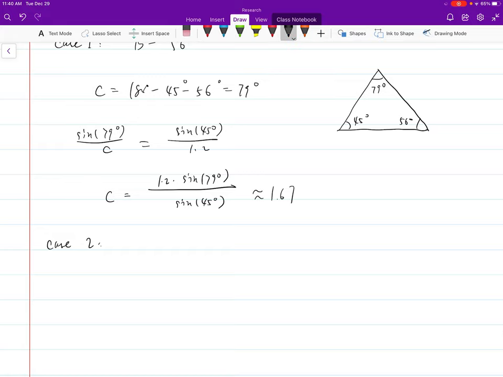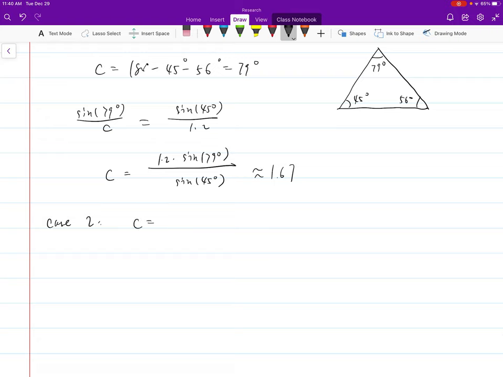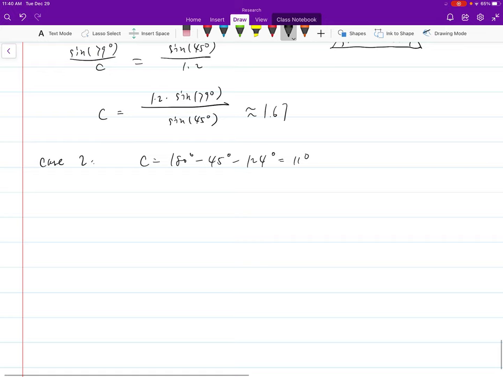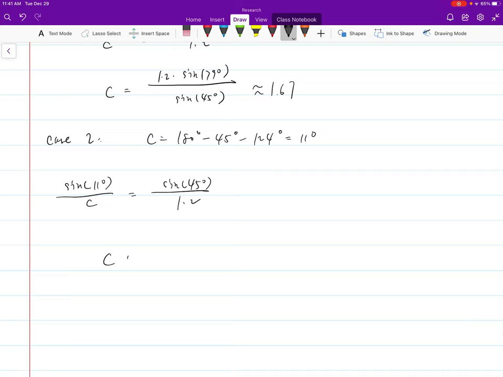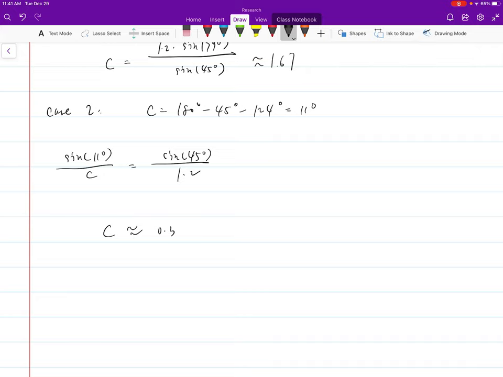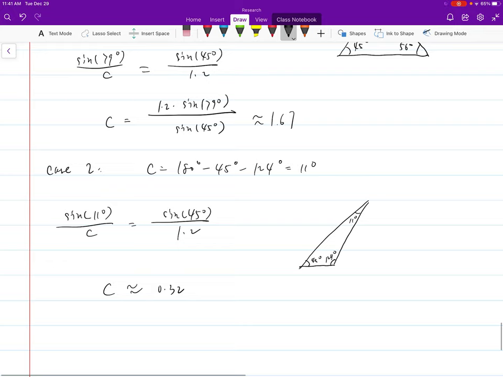Okay. Now, of course, like we argued, the other case is also possible. Okay. Then what do you have? Then you repeat the same thing, but this time replace your angle C to be 11 degrees. I will skip. You can do it. 0.32. Okay. Corresponding to another case, which is like that. And both are possible. Therefore, you have a two solution case.